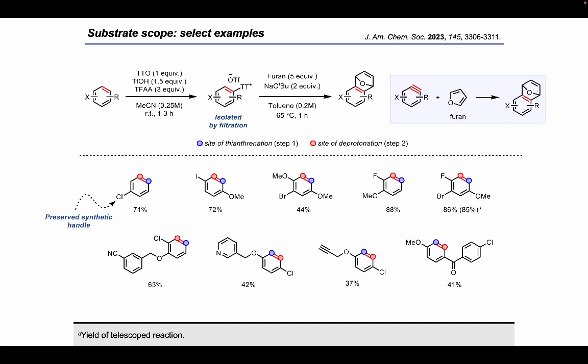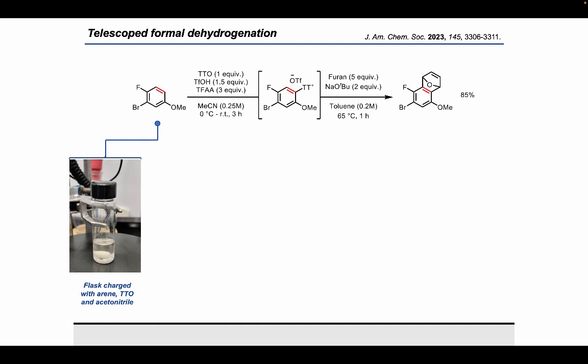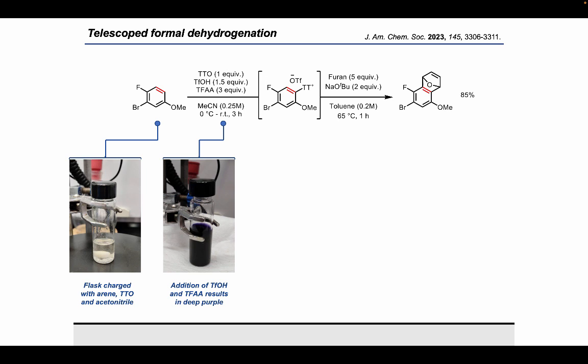To demonstrate this, we have used 2-bromo-1-fluoro-4-methoxybenzene as our prototypical arene. We start by charging the reaction vessel with acetonitrile, thianthrene S-oxide, and 2-bromo-1-fluoro-4-methoxybenzene. This mixture was stirred in an ice bath for the addition of triflic acid and trifluoroacetic anhydride, resulting in a beautiful deep purple that slowly fades over the course of the reaction.